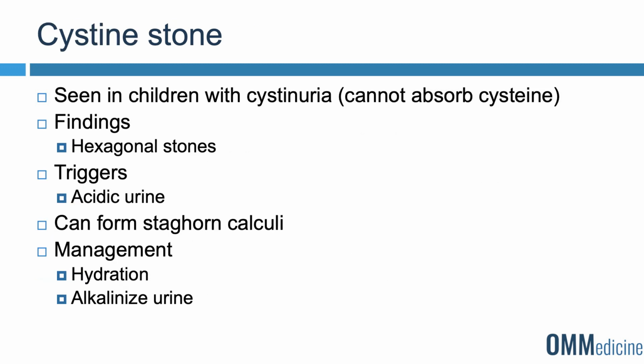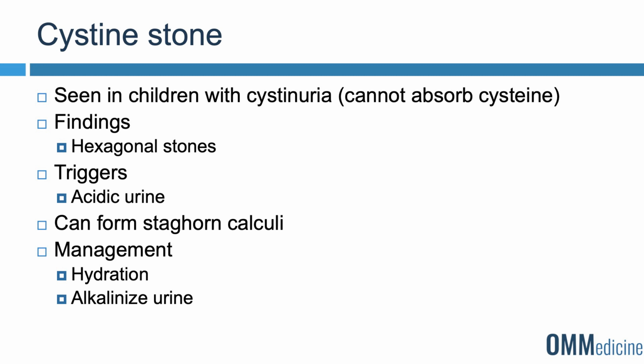The last type of stone we'll talk about is a cystine stone, which is a much rarer form of kidney stone and is typically only seen in children who have a history of cystinuria, which is the condition in which you cannot absorb cystine. These stones are going to have a hexagonal structure, where they'll have 6 sides. They're typically going to be formed in acidic urine, just as we saw with the uric acid stones. And these can also form staghorn calculi, just like we saw with struvite stones.